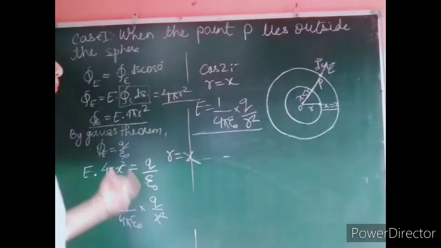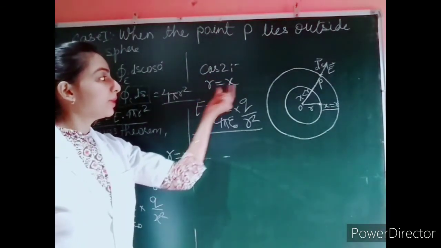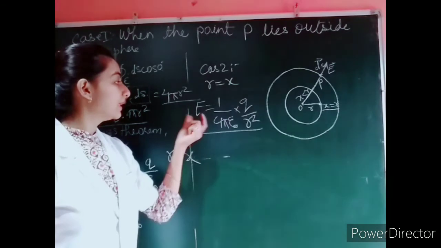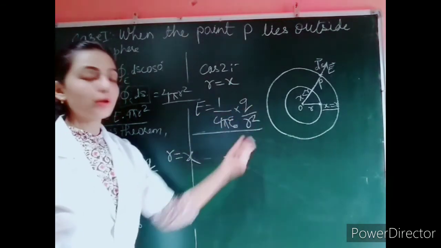Okay, when the point lies on the surface, our case number 2, then r will be equal to x, then E is equal to 1 upon 4 pi epsilon 0 into q upon r square.